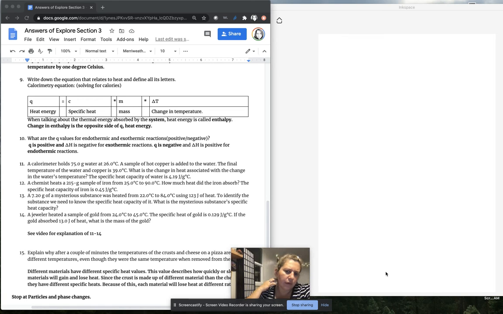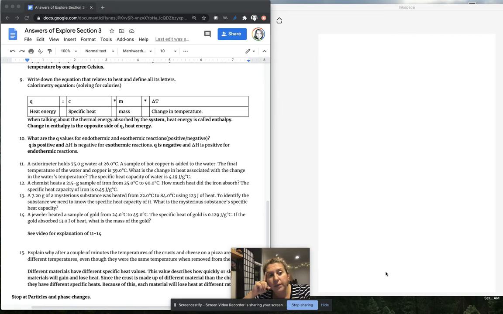Hi guys, so I'm here to show you how to do the problems that I assigned from section 3, tab 3 in the reading. So just a little bit of a review. Number 9 and 10 lead up to the problems that you were supposed to do.